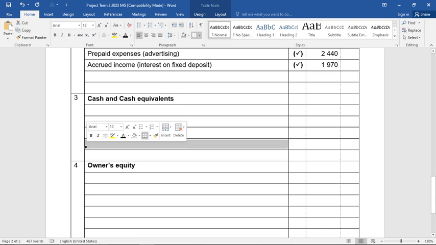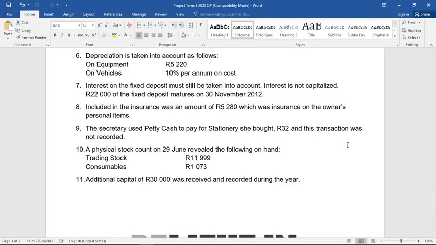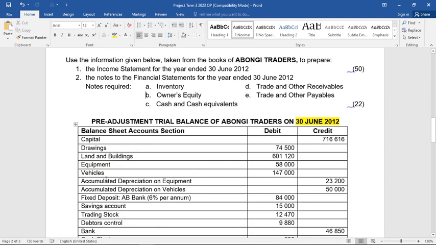So here is my 22,000. I'll reveal the rest just now. You can call it fixed deposit maturing within the next 12 months, 22,000. It's now a short-term asset. In the balance sheet, if we were asked to do the balance sheet, our fixed deposit there would no longer be sitting at 84,000. It would have to be reduced by 22,000 to take you to 62,000, which would be the non-current fixed deposit in the balance sheet.